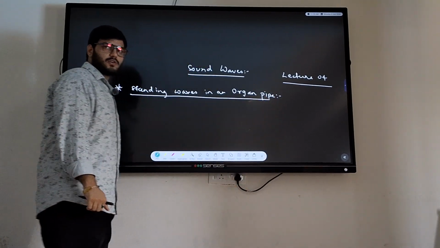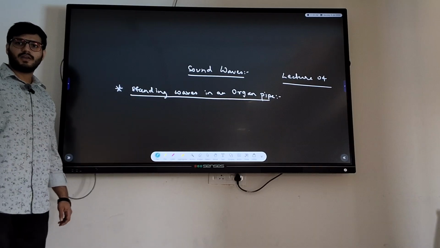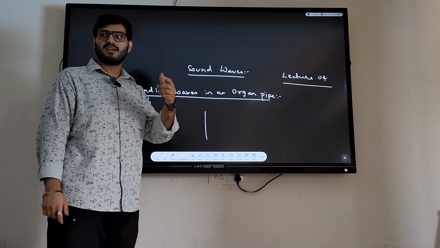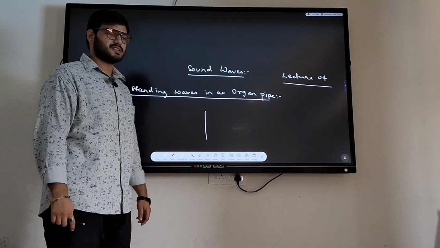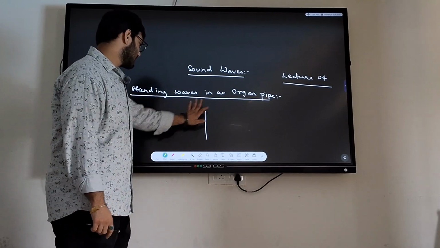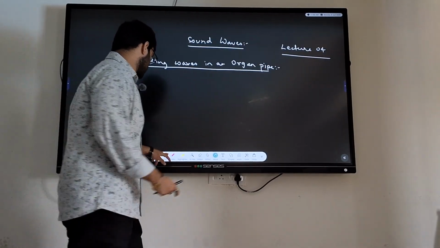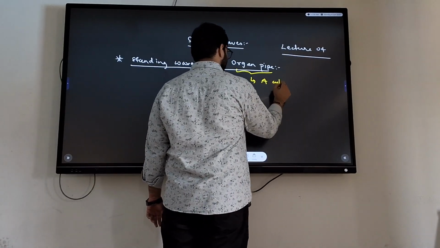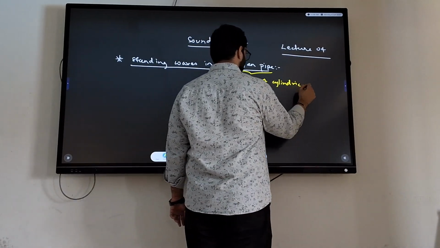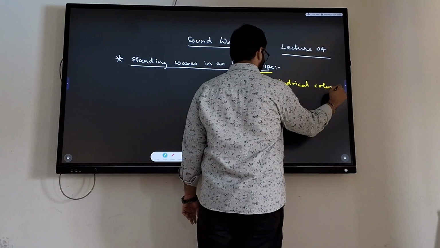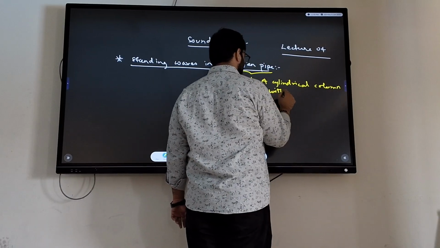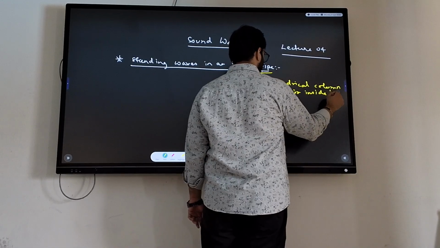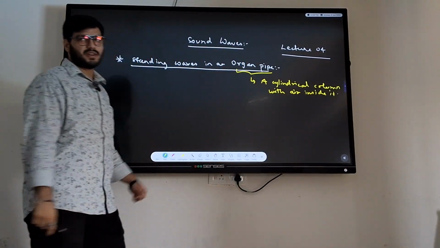Okay. What do you mean by an organ pipe? An organ pipe is just a cylindrical column with air inside it, or maybe some medium inside it. So this is just a cylindrical column with air inside it. I'm writing air, but it can be any medium. Okay.